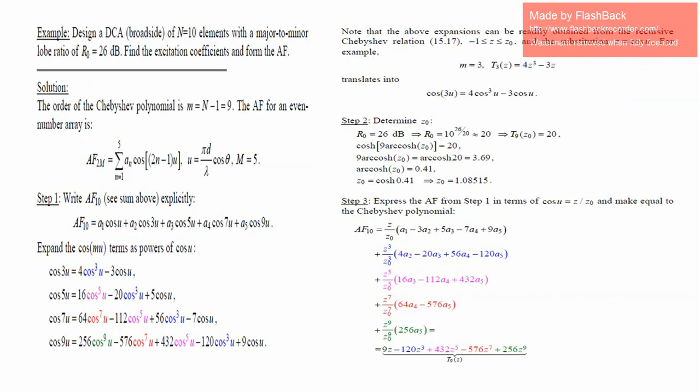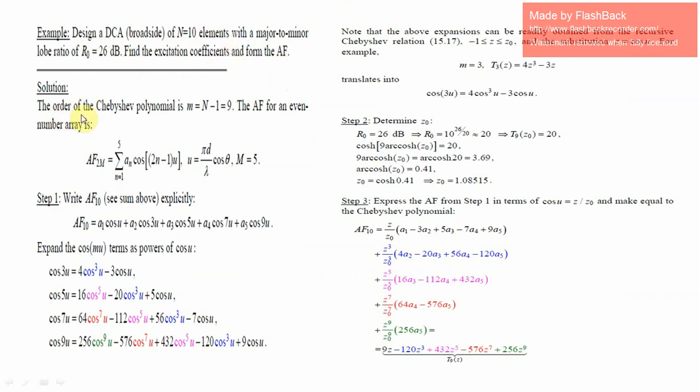Then the next example, we have seen this example. In it, we tried to understand the design of a Dolph-Chebyshev array antenna where n is equal to 10 and the major to minor lobe ratio R0 is 26 dB. We have to find the excitation coefficients and form the array factor.